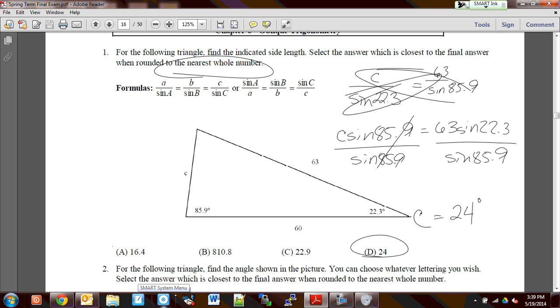Alright, but that's how you do that one. That's just law of sines. Not bad, not bad. Just law of sines. Alright, number 2.